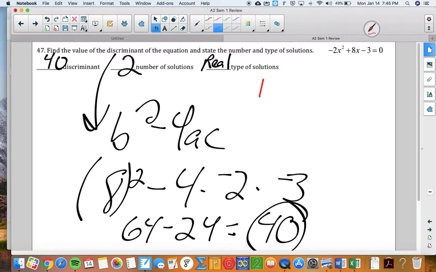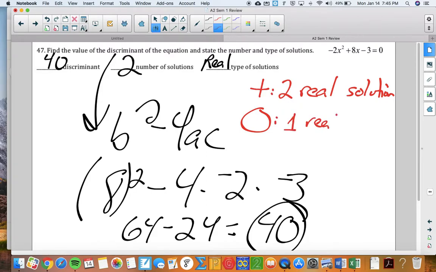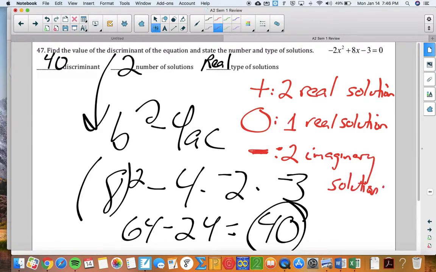Here's something for your note card. If you get a positive number, like 40, you get 2 real solutions. You can get a number like 0, and if you get the number 0, that means you're going to have 1 real solution. And if you get a negative number, it means you're going to get 2 imaginary solutions. All right.